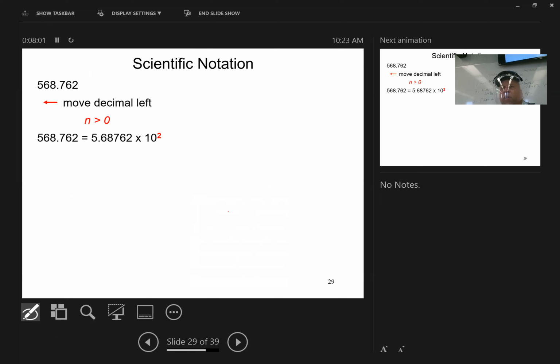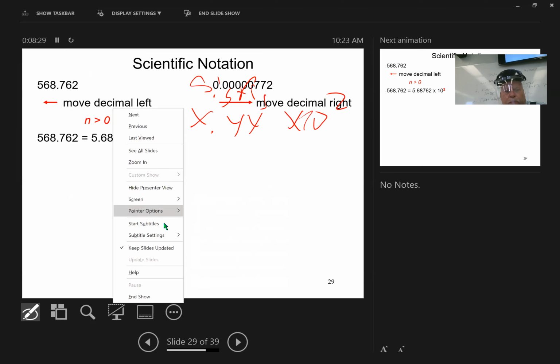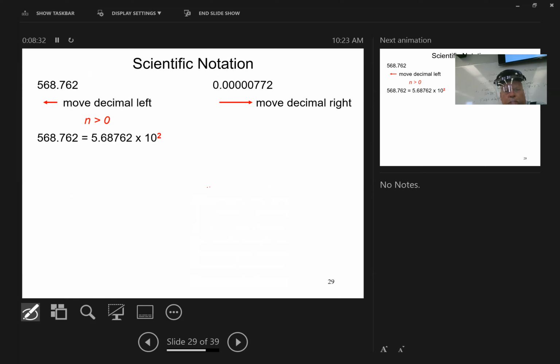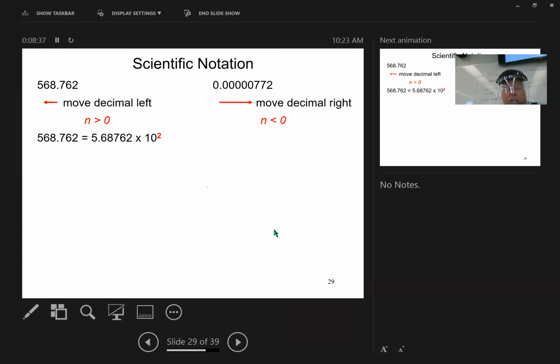And why do you use all the numerals there? Well, in this case, they're all significant by the definition. So you have to put all of them in there. But it's always in this form, x dot yy times 10 to the z power. This is the sig figs part. Okay, here you move it to the right, you do the same thing there, and you get 7.72 times 10 to the minus 6.